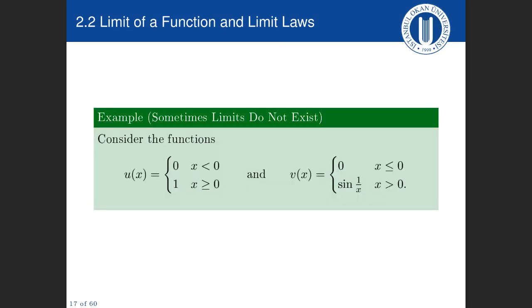Sometimes limits do not exist. I'm going to show you two functions which do not have limits at a particular point. First, u. This is a function which is defined to be equal to 0 if x is strictly negative, and it's equal to 1 if x is greater or equal to 0. And my second function, v of x, is also equal to 0 if x is less than or equal to 0, but this time it's equal to sine 1 over x if x is strictly greater than 0.